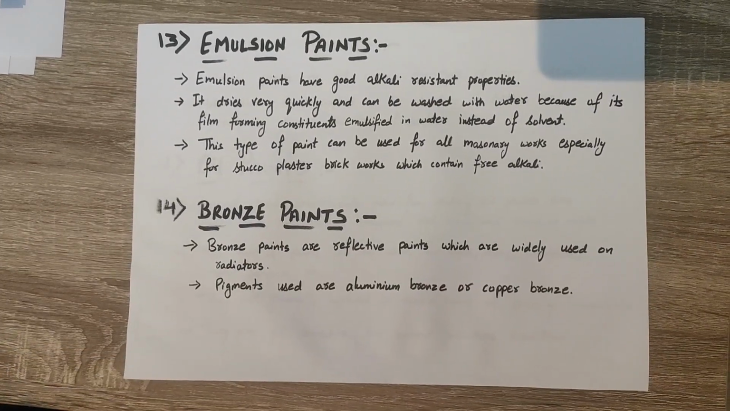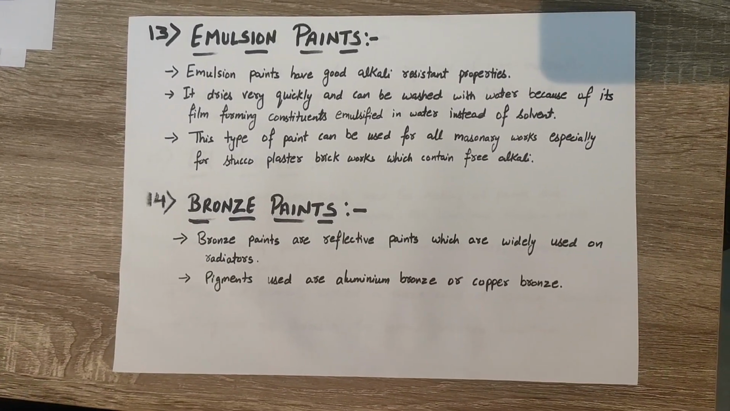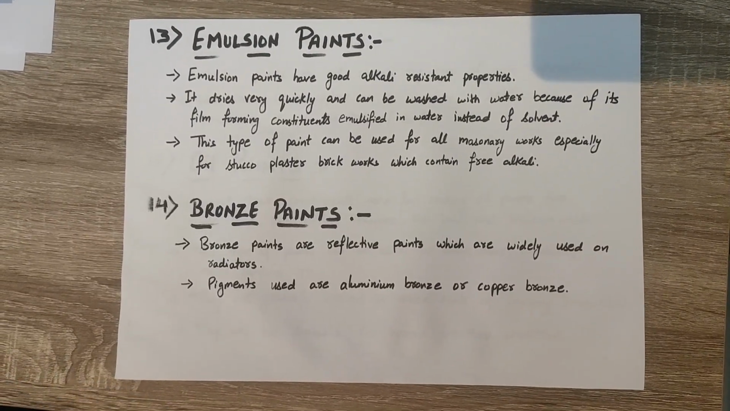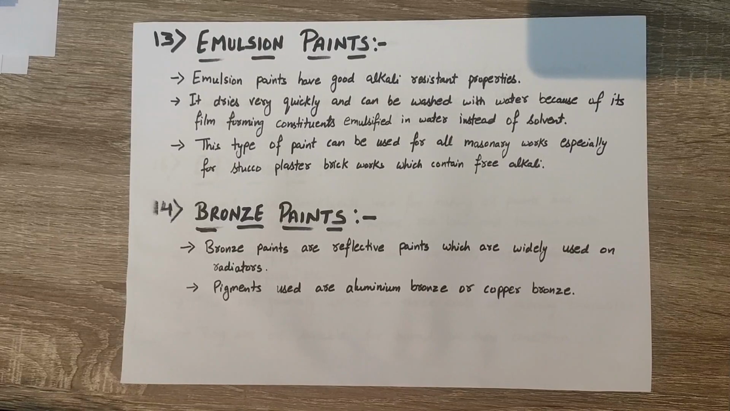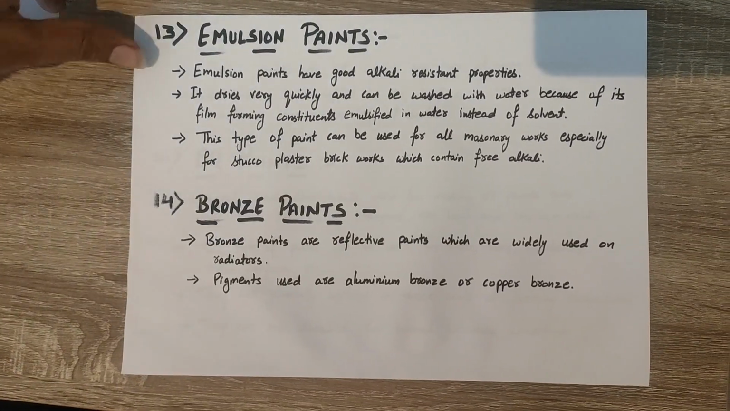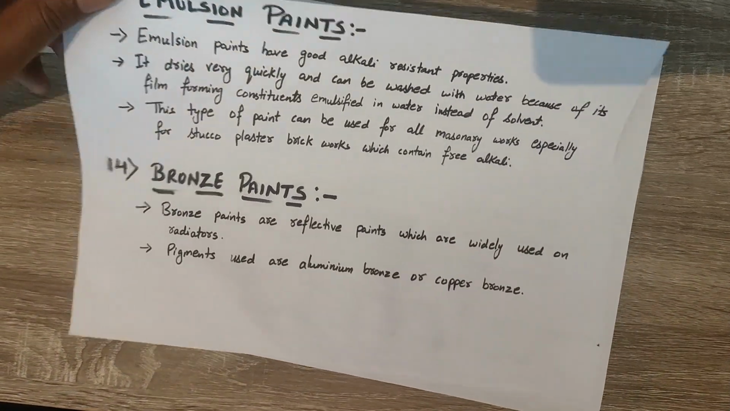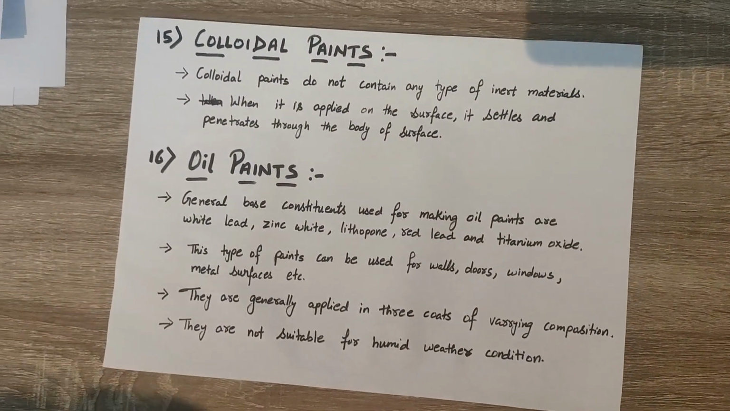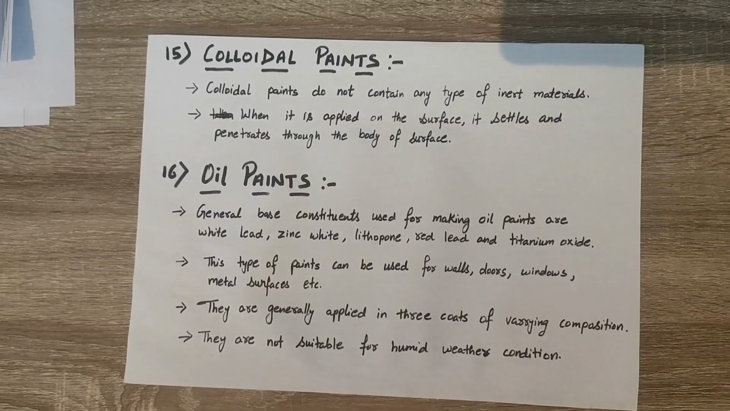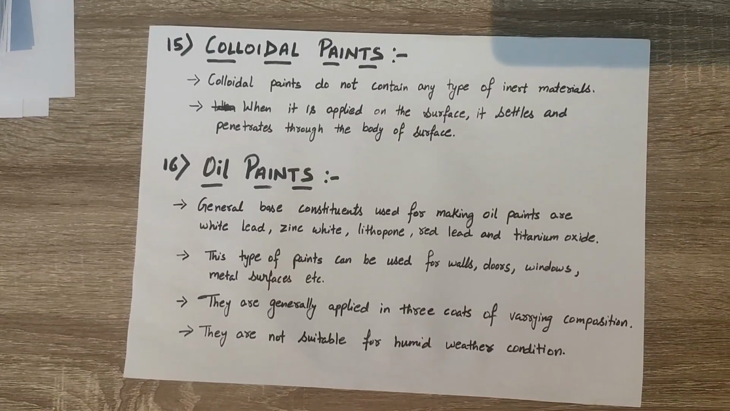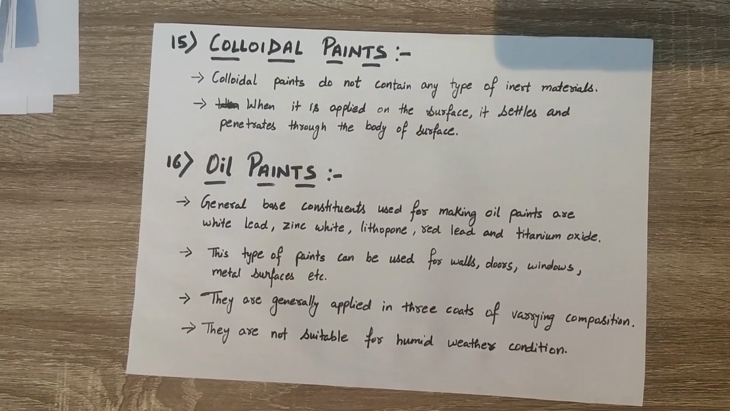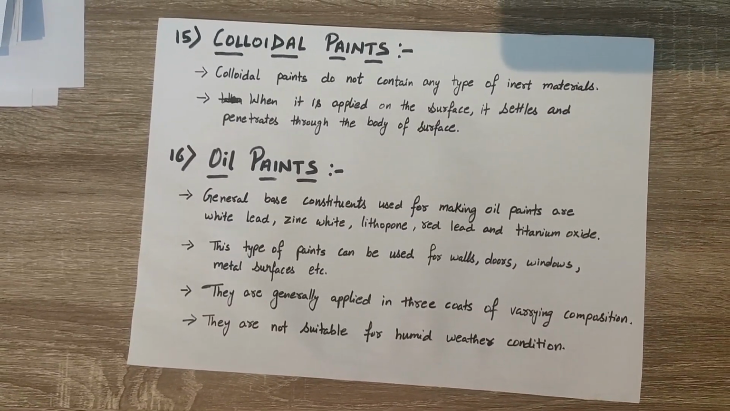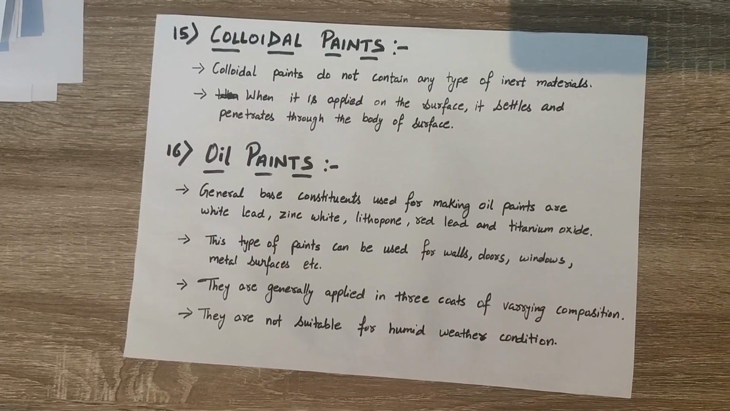Next is bronze paint. Bronze paints are reflective paints which are widely used on radiators. Pigments used are aluminium bronze or copper bronze. Our next paint is colloidal paint. Colloidal paints do not contain any type of inert materials. When it is applied on the surface, it settles and penetrates through the body of the surface.